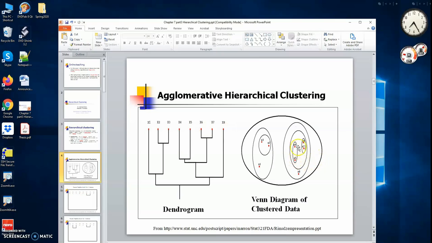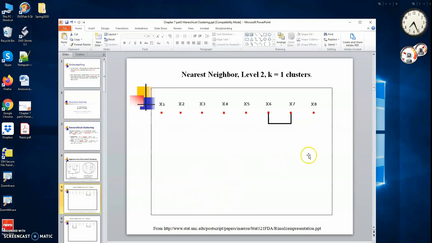Now, once 6 and 7 are grouped together and 4 and 5 are grouped together, you will also see that 4, 5 and 6, 7 are going to be grouped together in the next step. We keep doing this until everything has been grouped into one big cluster. So this is the basic idea of agglomerative hierarchical clustering.